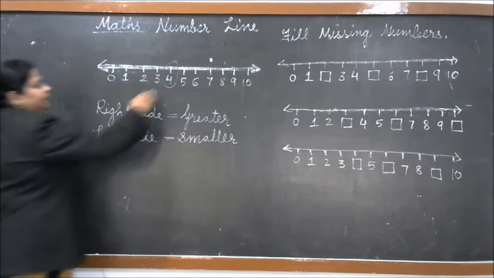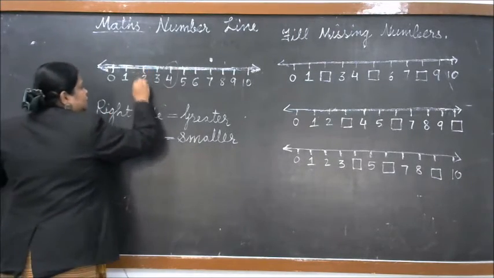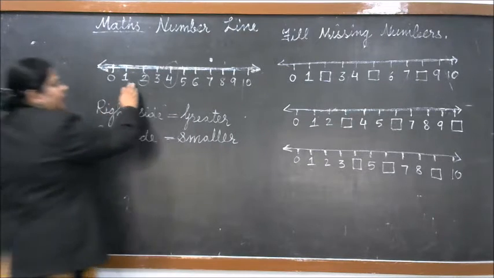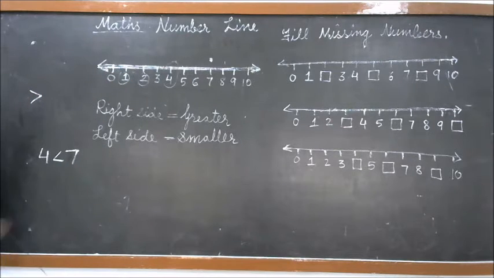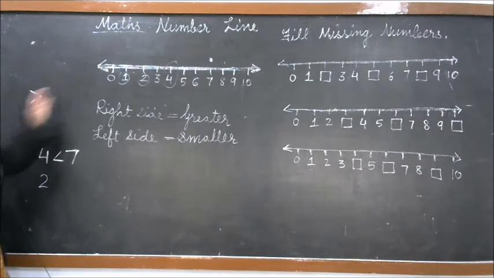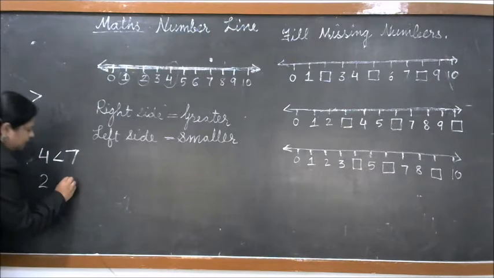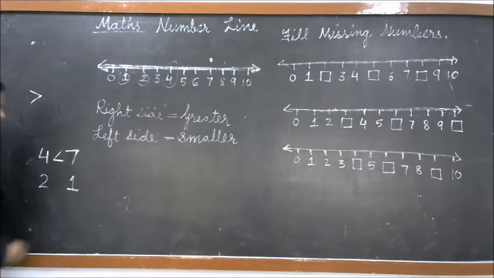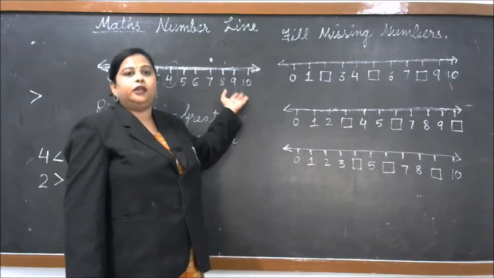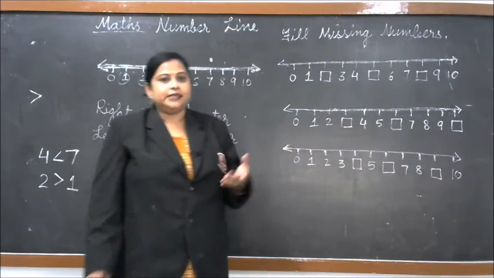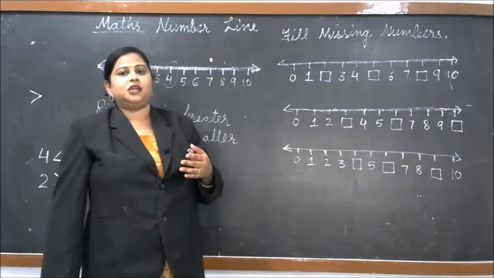Now, next number. Here I choose number 2. Okay? Number 2. Now, see the number 1. You tell me, is 2 greater than 1 or smaller than 1? 2 is greater than 1. So, where is the mouth of the crocodile? In front of number 2. Okay? Number lines help us in many sums, like greater than, smaller than, after number, before number, missing number also, addition, subtraction and many more.